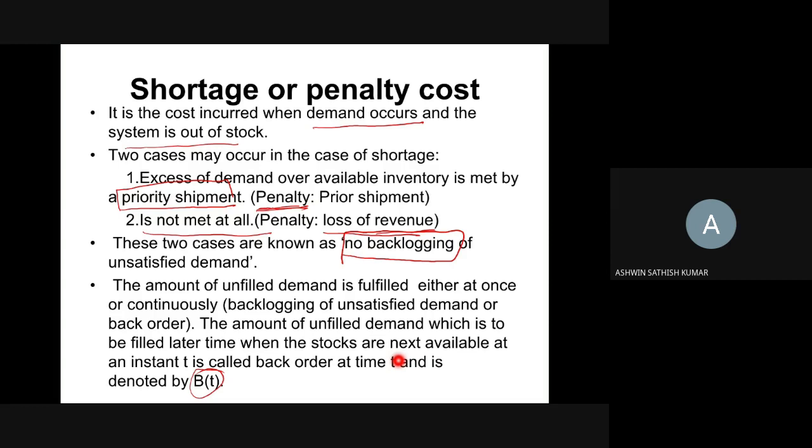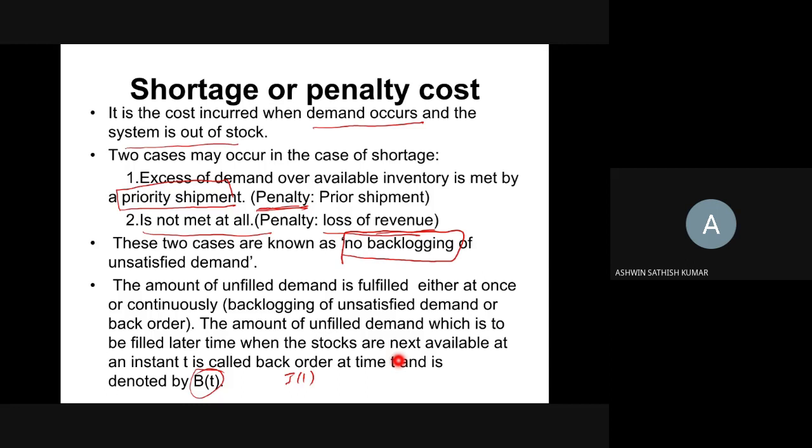holding. At that time you have to bear the holding cost. When you have a shortage, meaning negative inventory, we have the demand but we are not able to fulfill it. That we denote by b_t. So when we have negative inventory, we say it is b_t, the back order, right? It is the back order, so it is b_t.